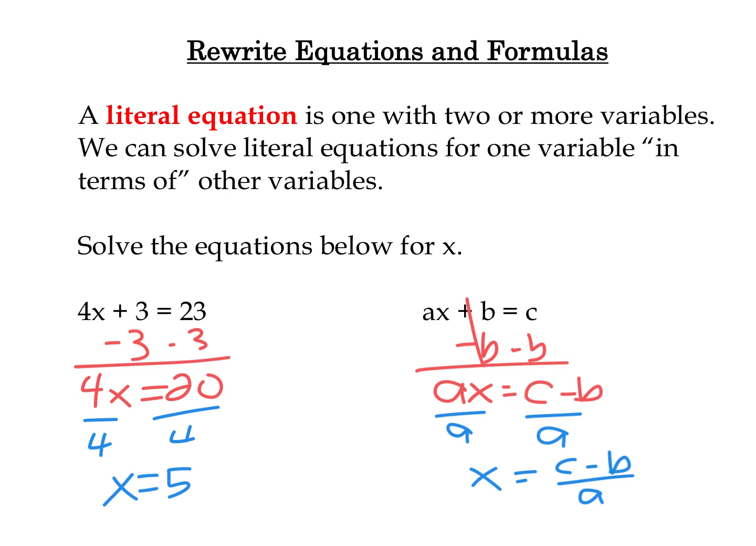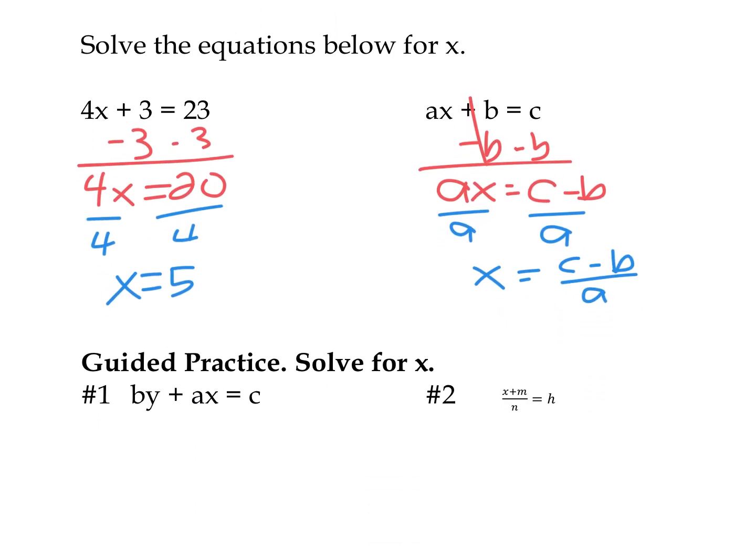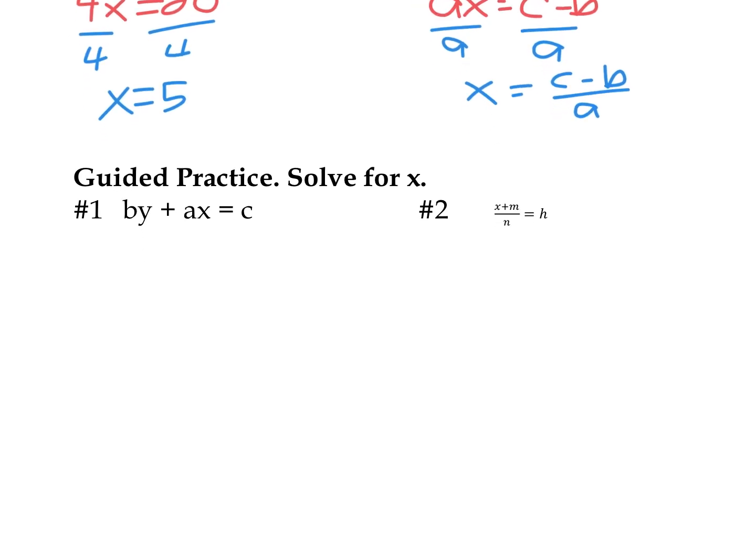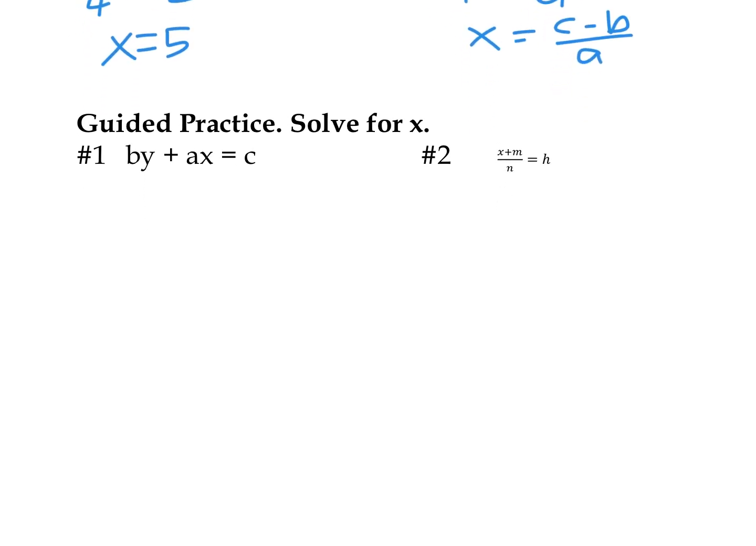We could solve it for any of them. We could solve that equation for b or c or a. In this case, we solved it for x. So keep that in mind. We're going to use the same steps we would have normally to solve the equation, except we're going to get an answer that's got other variables still in it.